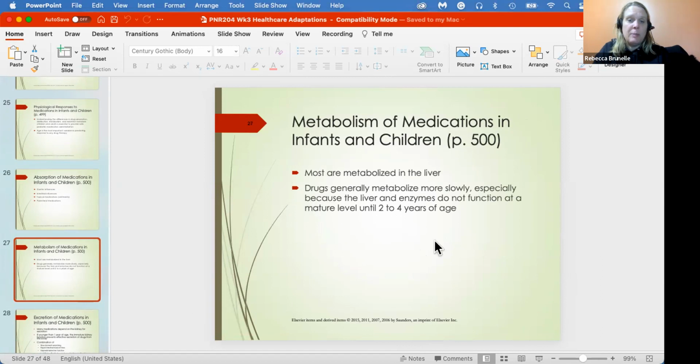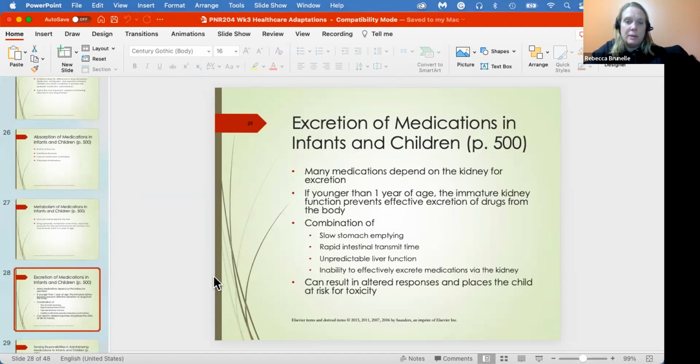So this is what we talked about. Most medications are metabolized by the liver, and in kids, they are metabolized more slowly because the liver and enzymes do not function at a mature level. So that makes them at a higher risk for toxicity. And then also, after they're metabolized, the metabolites are excreted through their kidneys. And if you have immature kidneys, then you're going to excrete less of the medication, which is the second point that makes kids more prone to medication toxicity.